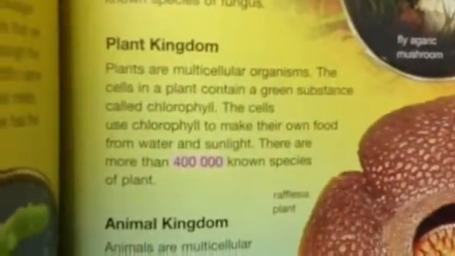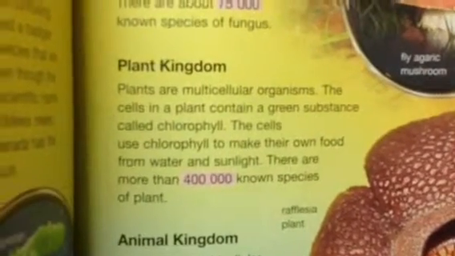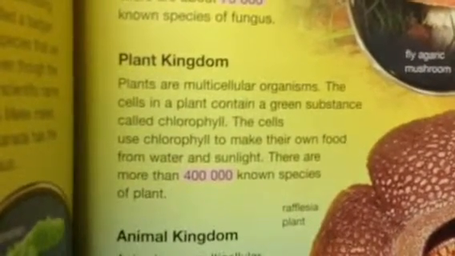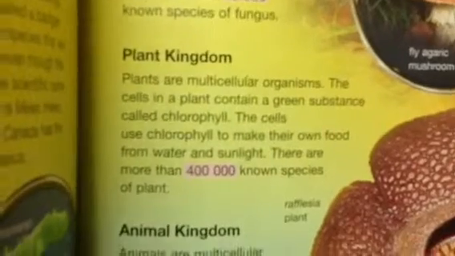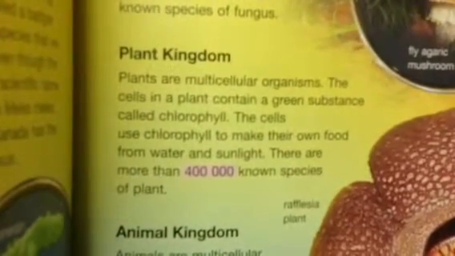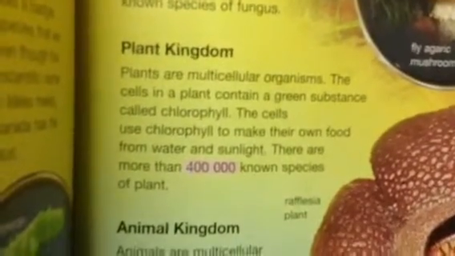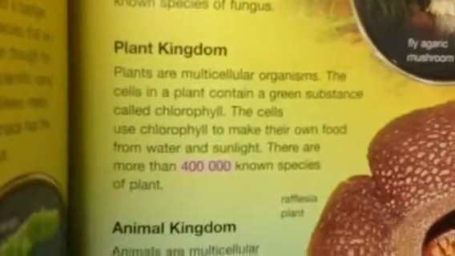Plant kingdom. Plants are multicellular organisms. The cells in a plant contain a green substance called chlorophyll. The cells use chlorophyll to make their own food from water and sunlight. There are more than 400,000 known species of plant.